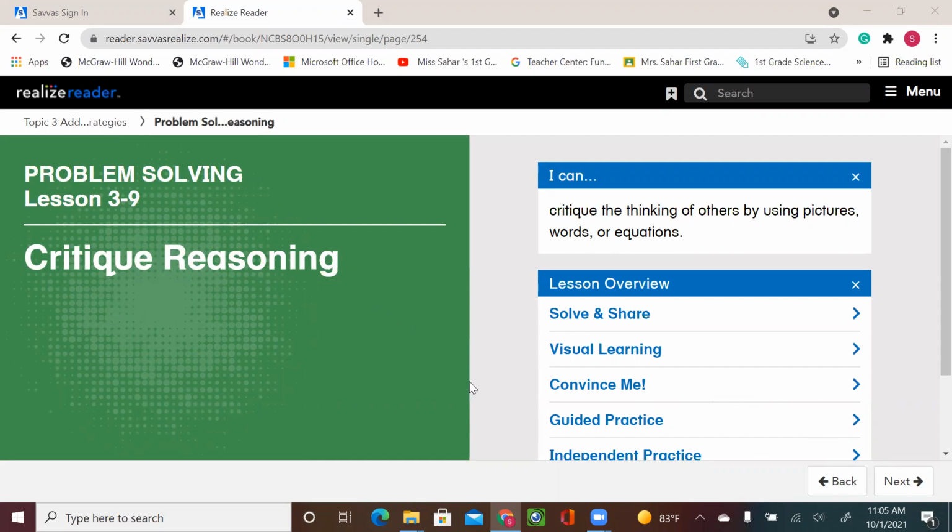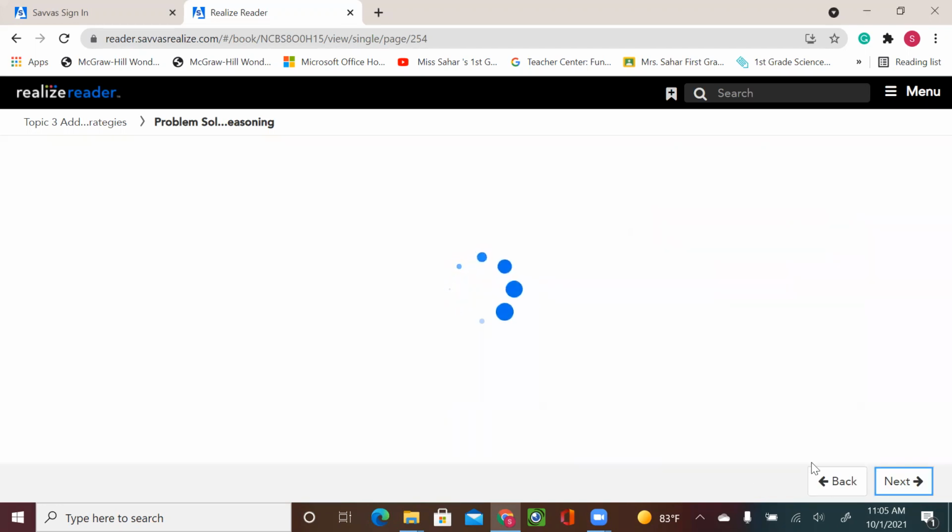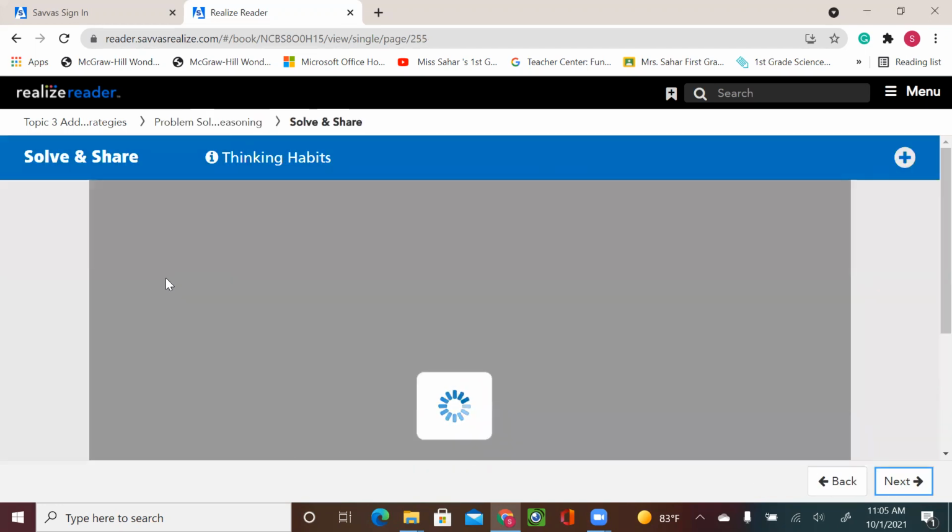Critique reasoning. When we critique someone, it means like you argue nicely. Either you agree or disagree. But if you agree or disagree, you have to make sense. We have to agree for a reason or disagree for another reason. So reasoning is like you give a reason why you agree or why you disagree. So let's start, page 141.